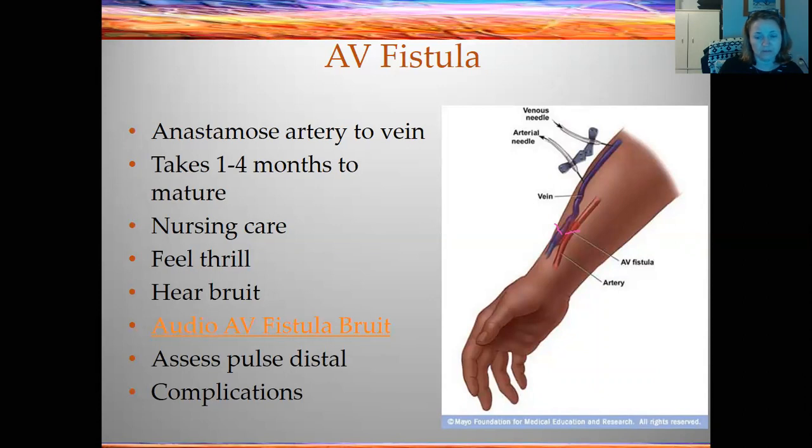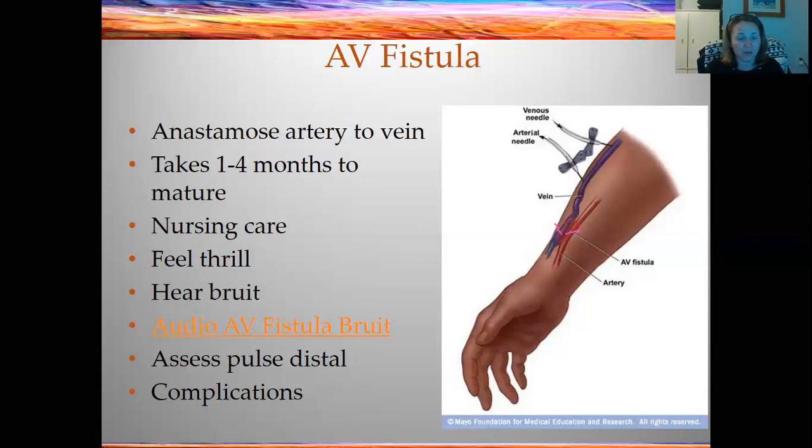Hold on. You hear the whooshing? It's that sound of that turbulent blood flow, that arterial blood mixing with the venous blood. So that is what you will be listening for.